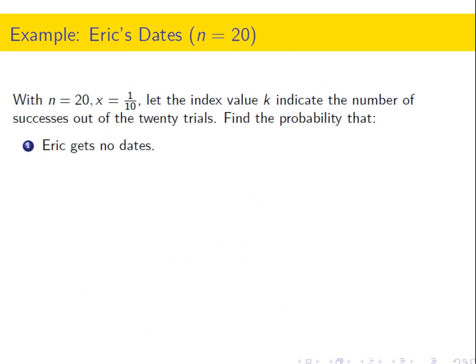That's a lot of information to take in, so let's finish with an example. We're going back to Eric's dates. Notice that we've changed to 20 trials and a slightly different probability of success. We're going to 0.1. So I've got a slightly different example here. And let's work these out. What's the probability that Eric gets no dates? That's k equals 0.